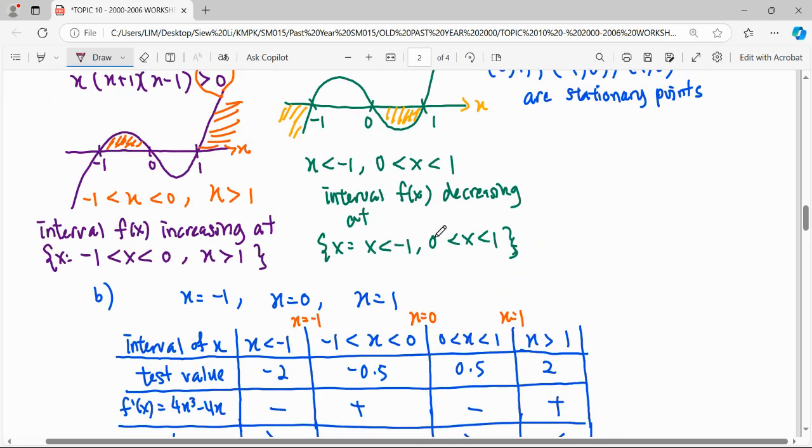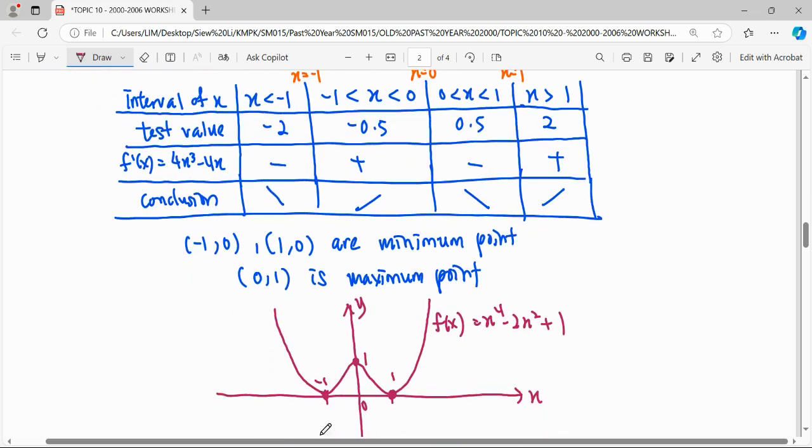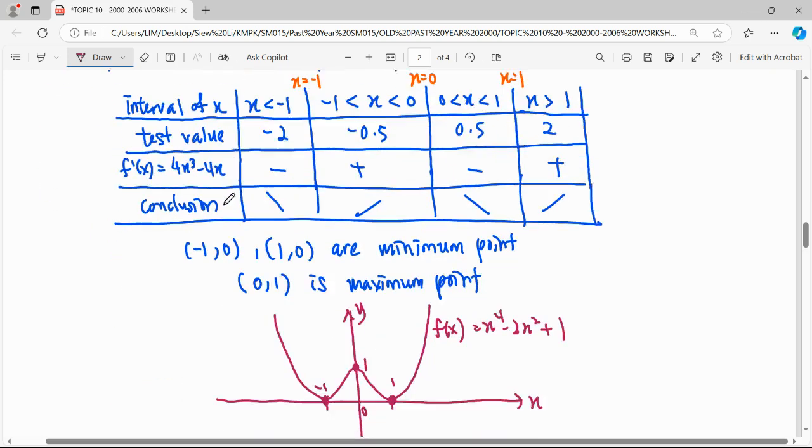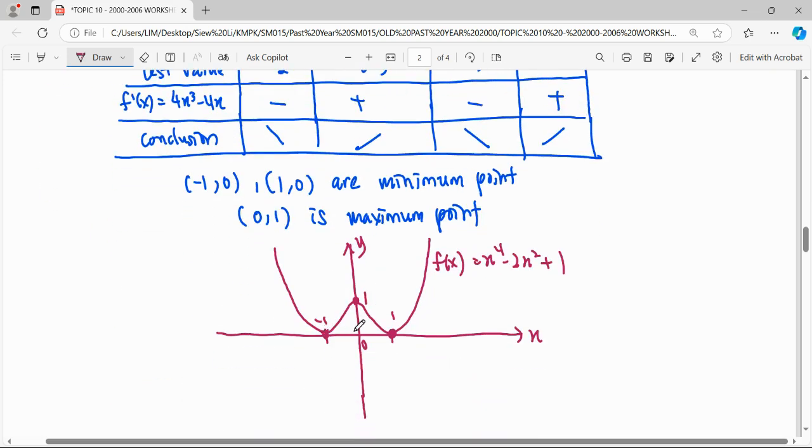The graph is decreasing for x less than -1 and for 0 to 1. It is increasing from -1 until 0 and for x more than 1. From -1 until 0, you can see the graph is increasing. For more than 1, the graph is increasing.